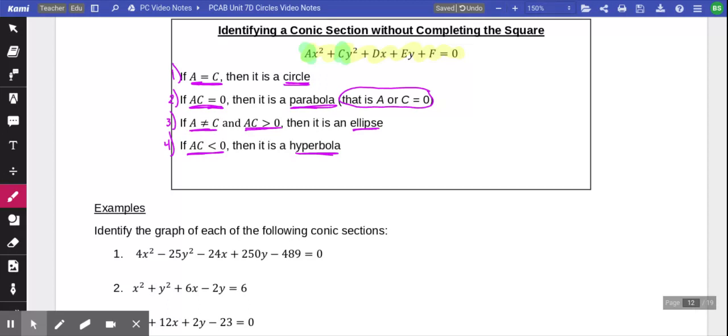So let's start with this. What is A and what's C? All right, here in 1, A is our coefficient on our x squared term, that's 4. C is negative 25, right? So obviously A is not equal to C. We know then that AC is also not equal to 0, since neither of those are 0. So the question is, what's AC? AC will give us negative 100. And since that's less than 0, we can go ahead and say that's a hyperbola.